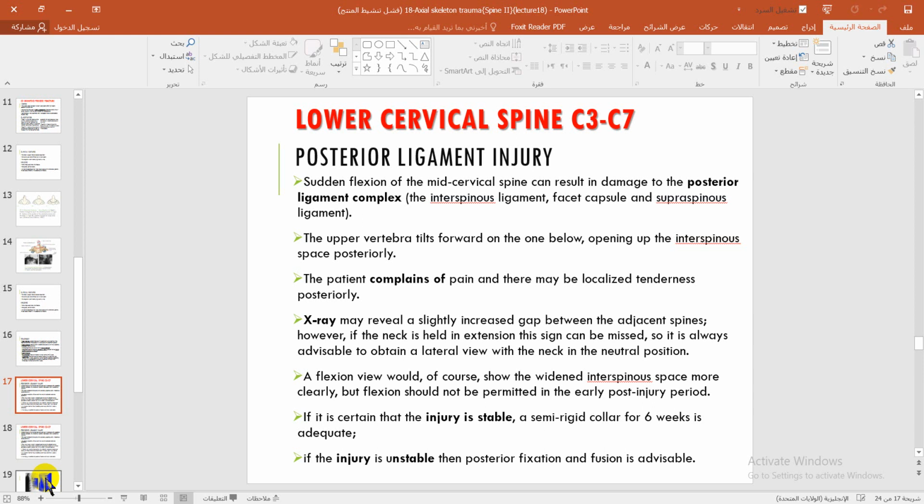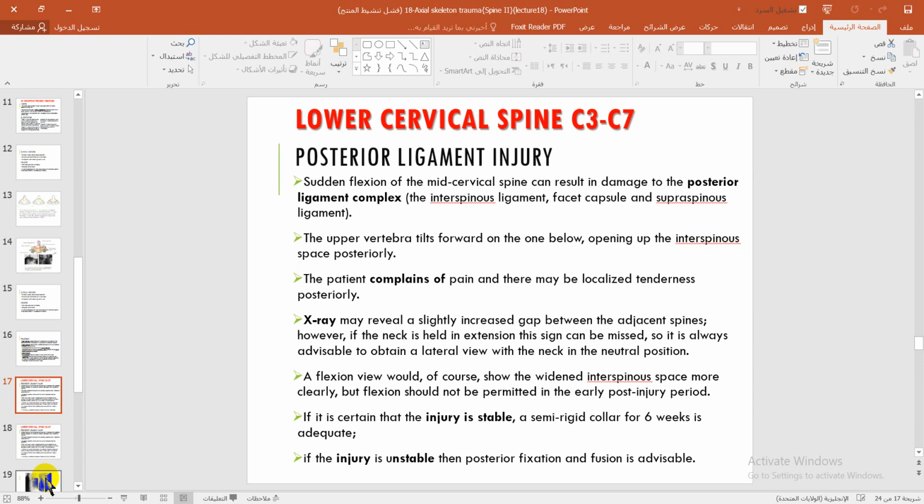A flexion view would of course show the widening of the interspinous space more clearly, but flexion should not be permitted in the early post-injury period. Why? Because this might cause damage to the spinal cord. So take care about doing these views, like stress views, flexion and extension views.